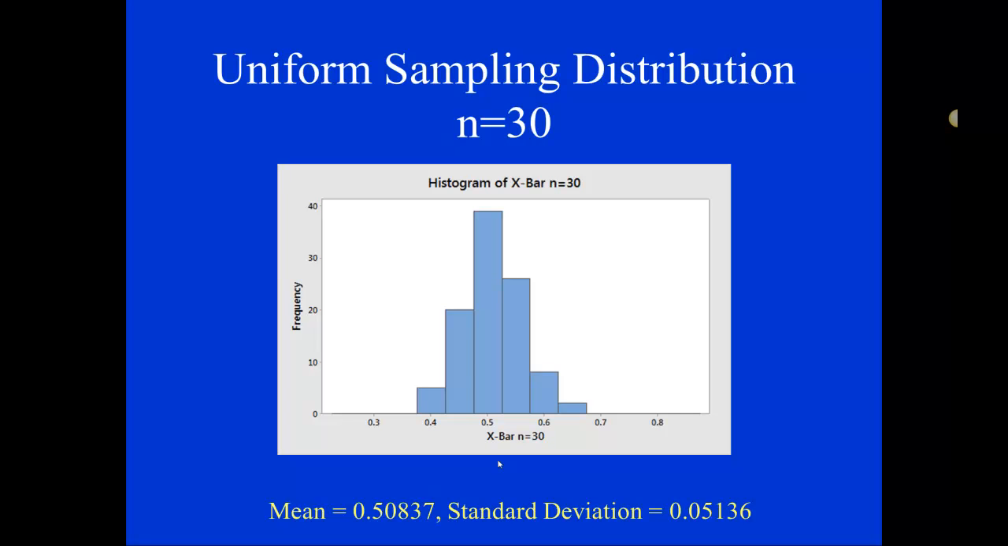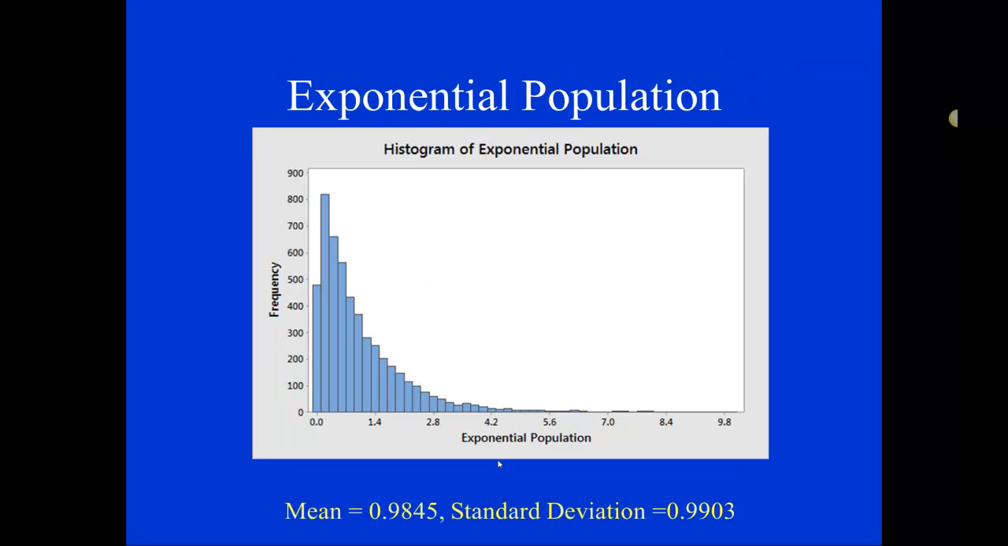I wanted to see what would happen if I started with a really ugly distribution. So I created a population based on the exponential distribution, which, as you can see, is not at all pretty. I mean, it's very skewed, lots of outliers, just all around ugly distribution. And this distribution had a mean close to 1, about 0.98, and a standard deviation also close to 1, about 0.99. So this is the population. I followed the same process. I took samples of size 5 and looked at their means. I took samples of size 10 and looked at their means. And I took samples of size 30 and looked at their means.